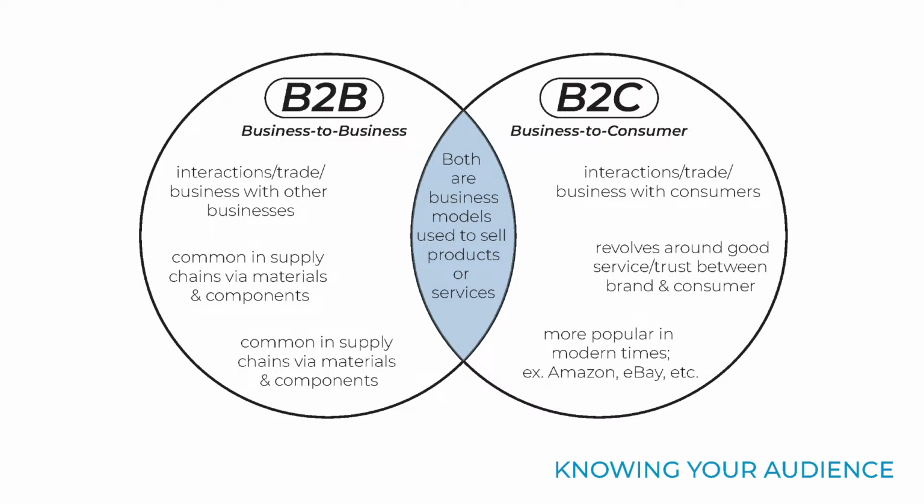So, examples of B2C business models that we know nowadays are Amazon and eBay. A lot of B2C businesses died out in the early 2000s, but the only ones that really stood the test and are here in present day are Amazon and eBay for certain.